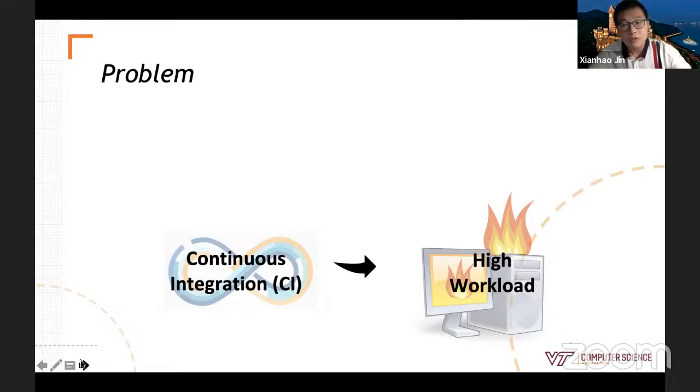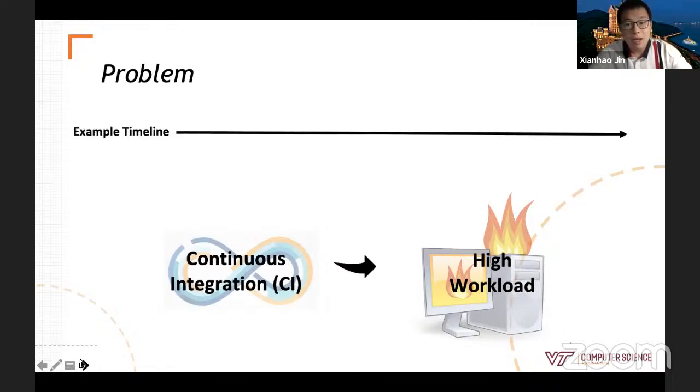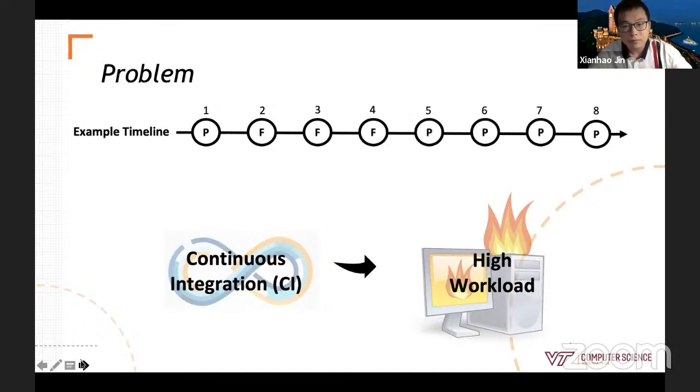First, let me introduce how we can reduce the cost. This is an example CI timeline. When you make a change, CI engine is triggered to test your code. If the process is successful, the build is considered passed, such as build 1. Sometimes there is an error in the code and the build is failed, such as build 2. Then, for example, developers run their builds, sometimes they pass and sometimes they fail.